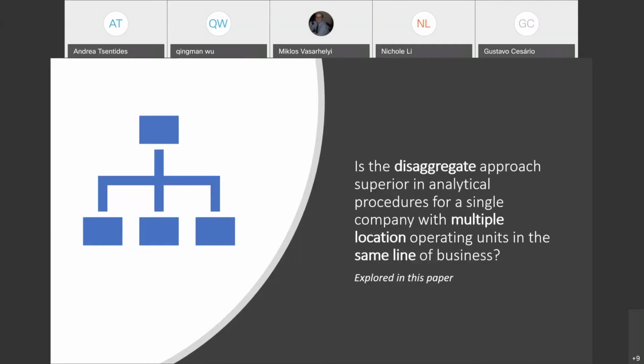So the question here is, is the disaggregated approach superior in analytical procedures for a single company with multiple location operating units in the same line of business? And that's what this paper tried to explore. Because the prior studies looked at heterogeneous type of operations mostly. So here we do have multiple locations, but the business is in the same line.